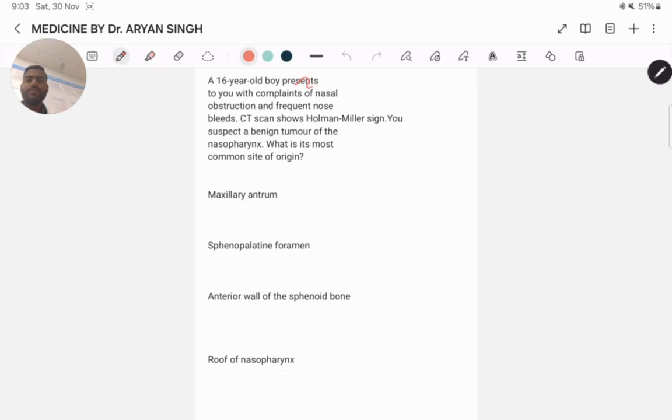A 16-year-old boy presents to you with progressive nasal obstruction and frequent nose bleeds. CT scan shows the Holman-Miller sign. You suspect a benign tumor of the nasopharynx. What is the most common site of origin? Maxillary antrum, sphenopalatine foramen, anterior wall of the sphenoid bone, roof of the nasopharynx.